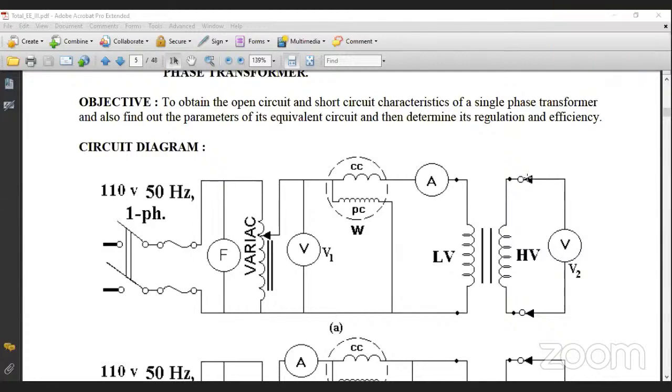Cos phi 0. What is that? The no load power factor. So that is the no load power factor, cos phi 0, correct. Okay. Now if we multiply cos phi 0 with I0, then what will I get?